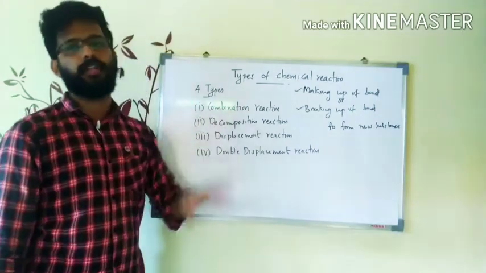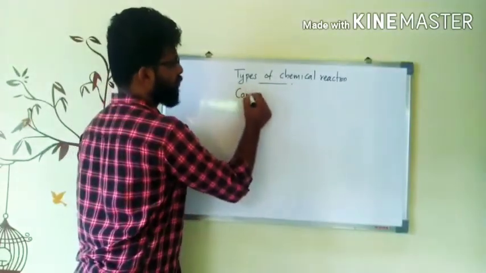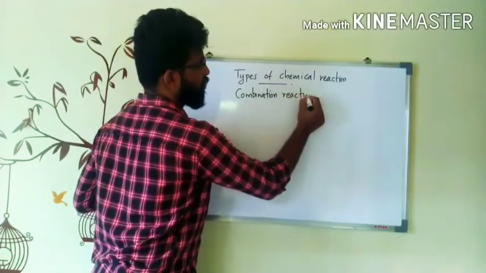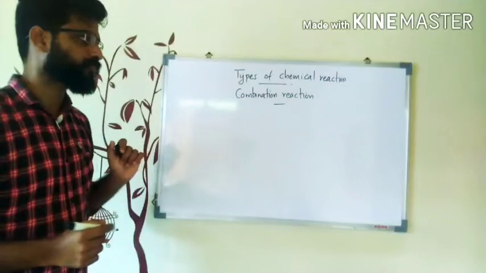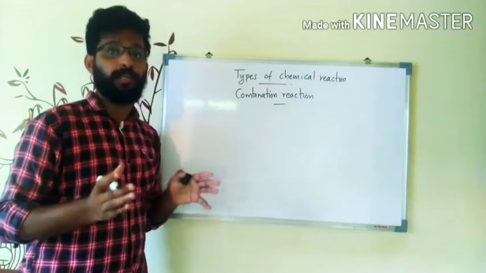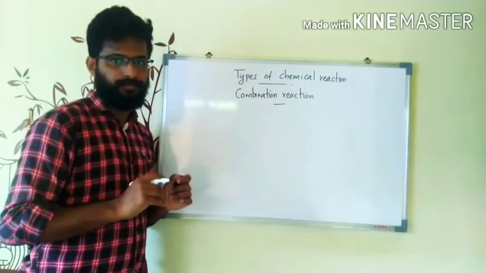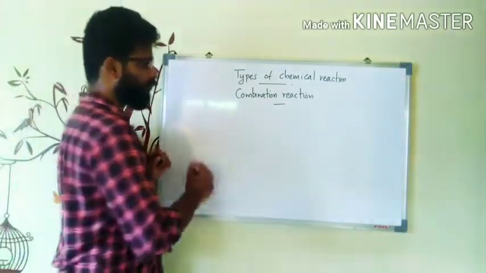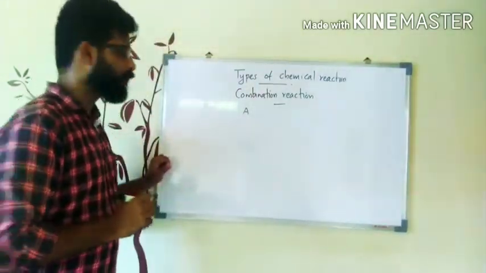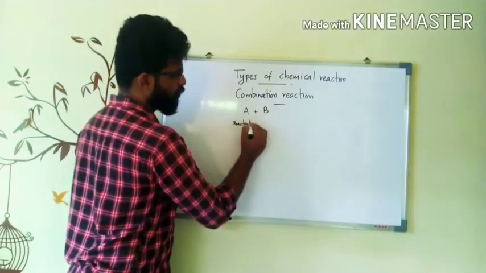So what is combination reaction? That is what we are going to discuss. First of all, let me discuss its general form, how a combination reaction occurs, with an example. Consider A is a reactant and B is another reactant. So how many reactants are there? 2 reactants.